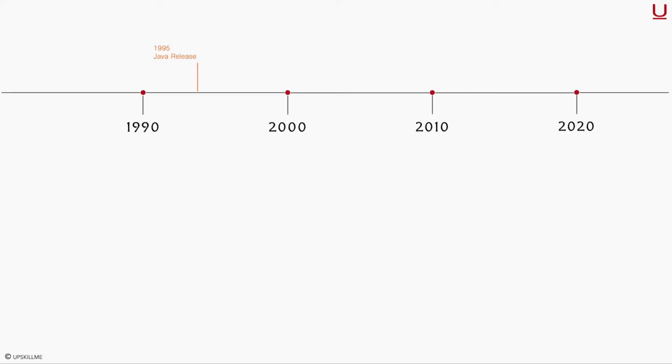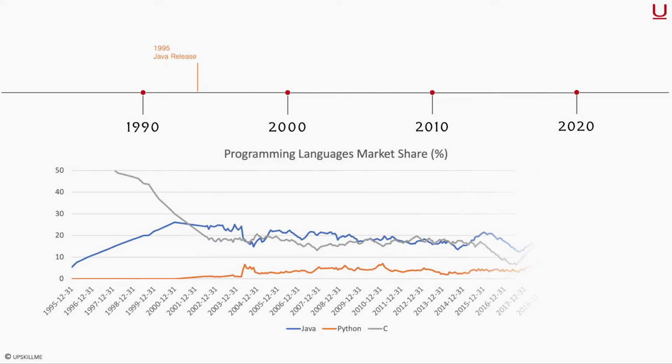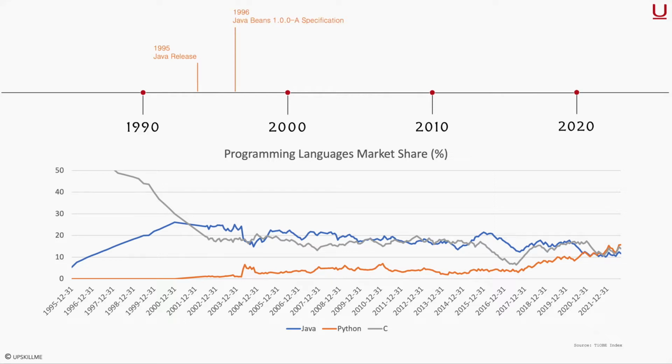Let us jump back in time to the late 1990s. Java was a fairly new language at that time and its popularity was growing day by day. For the first time, Java made it possible to write complex applications made up of independent components. In late 1996, Sun Microsystems released the initial JavaBeans specification.